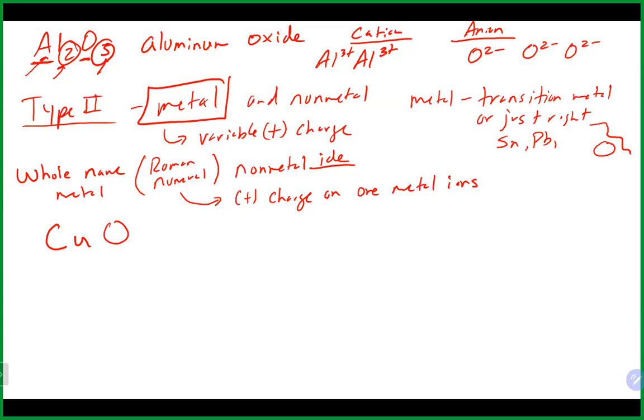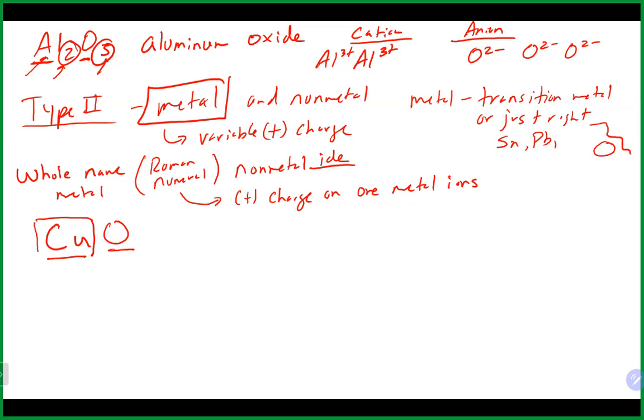The first thing is we approach this the same way as we approach anything else. We would see Cu, which is a metal. We would see O, which is a non-metal. So that tells us it's an ionic compound. And again, we would focus in on copper, and we would see copper right there, kind of in the center of the transition metals. So that automatically would tell us it's a type 2 compound.